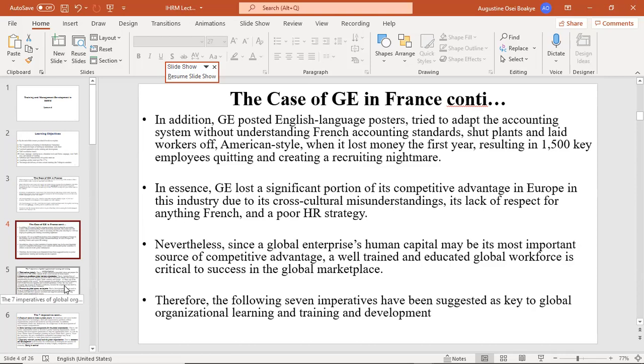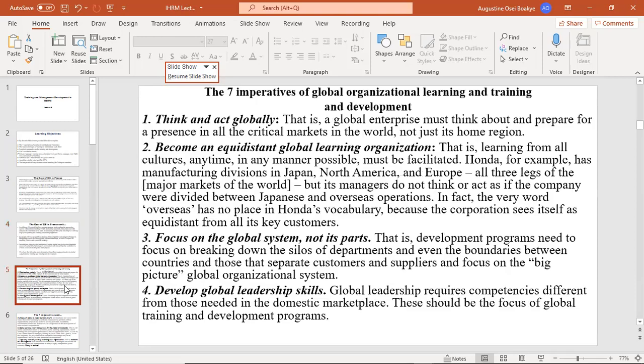So what are the 7 imperatives which are key to global organizational learning and training and development? Let's look at them one by one. The first one is that as a multinational enterprise, you have to think and act globally. Think and act globally. Now, what does this mean?